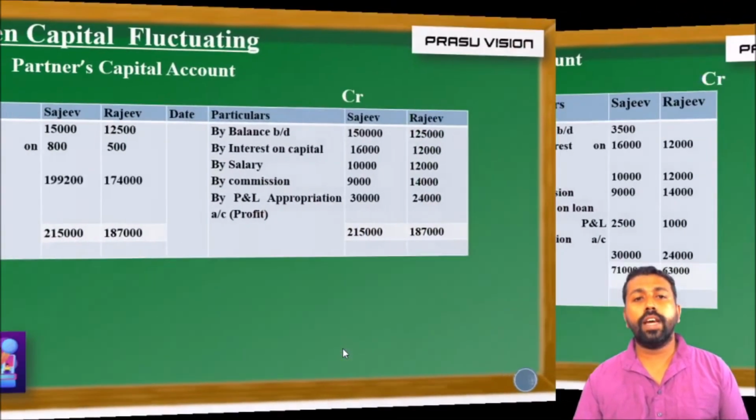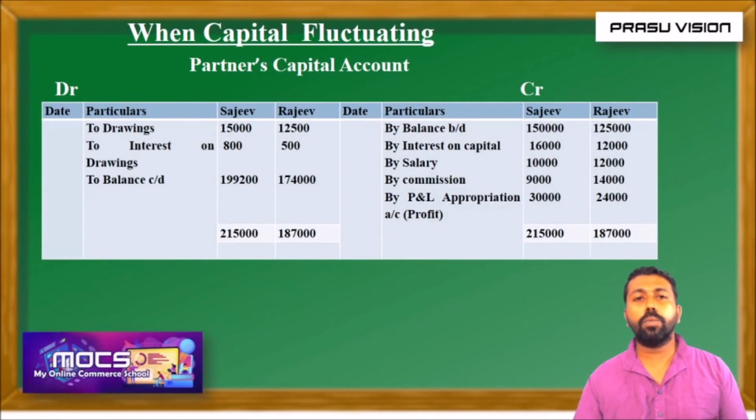Then we have to learn the capital account preparation under the fluctuating capital method. We are writing the by balance opening balance amount. Interest on capital is recorded. By salary is recorded here. By commission is also recorded, but only one item we don't take, that is interest on loan. Interest on loan we will adjust.